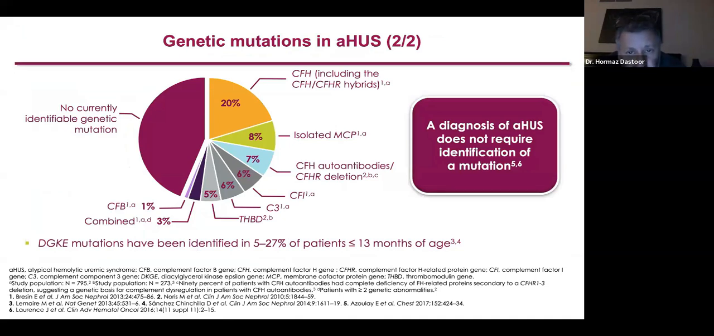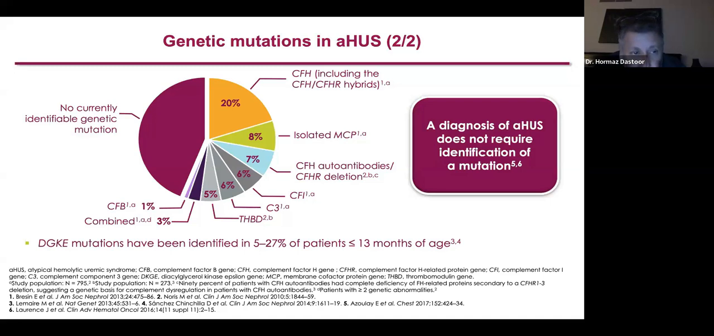Now, as I told you, there are different kinds of genetic mutations in these complement pathways. They are caused by complement factor H mutations, complement factor I, C3, factor B, factor D. You don't need to identify the mutations to make a diagnosis of aHUS. Obviously, if you have these mutations or if you have family members who have a history of these mutations, then definitely it helps you to make the diagnosis of aHUS.